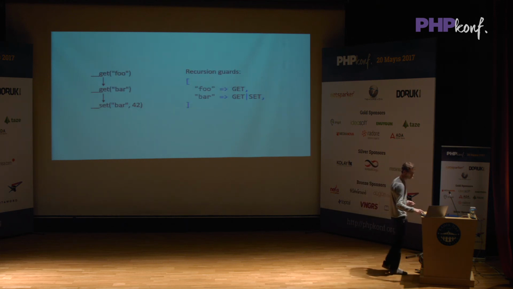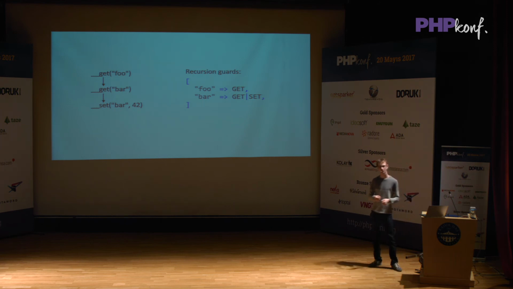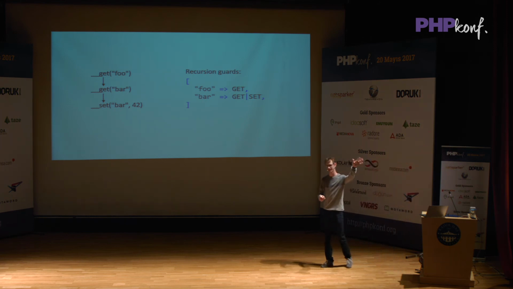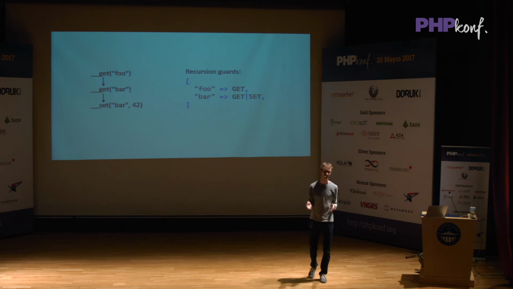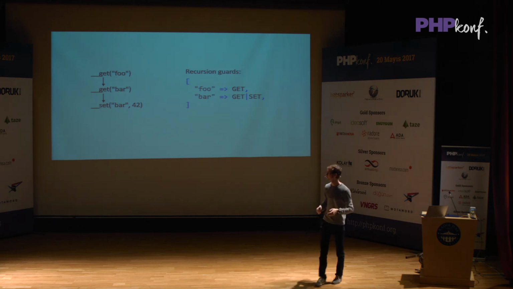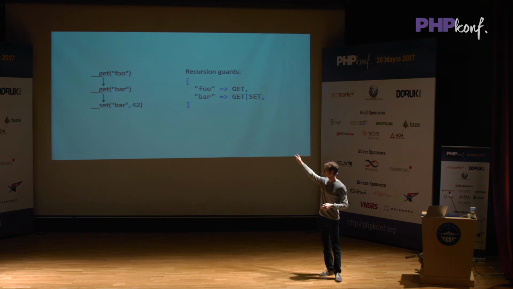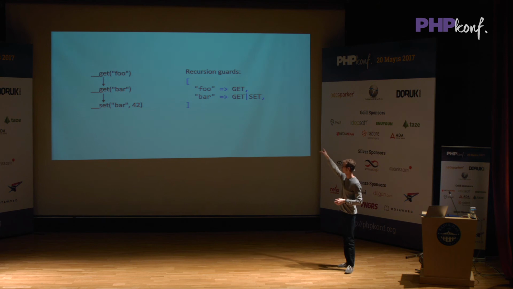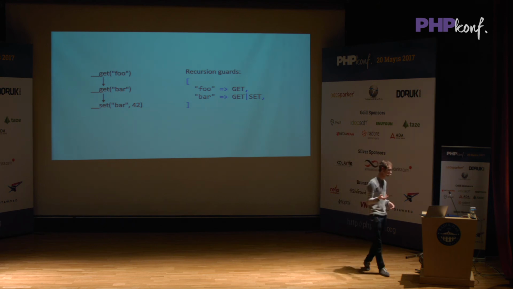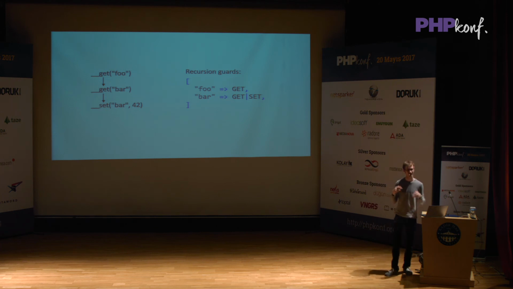And this is implemented using a simple array. So we just have a map from property name to a bit set that contains all the currently active accessors. So in this case, we have get foo, get bar, and set bar. So in the recursion guards, we have foo in a get and bar in get and set. And the actually interesting part here is what happens if we leave the function.